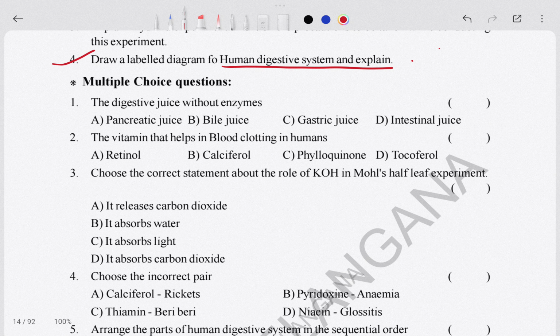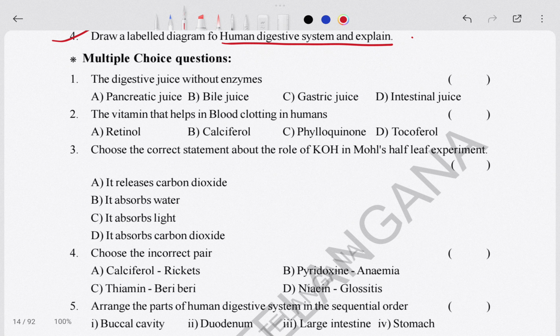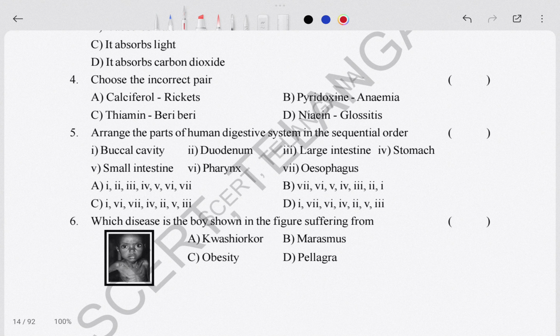And this is a multiple choice question, because there are 10 marks for the MCQ, so you can choose this one. This is a multiple choice question. The digestive juice with the enzyme. Okay, the vitamin that helps in blood clotting in humans. Choose the correct one and choose the pairs. And the sixth one, you can see which disease is shown in this photo. It is given option A, option B, option C, option D. So I think option A is correct. Okay, but you can write this one.